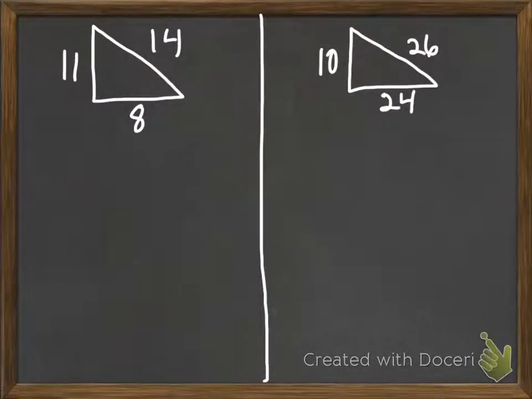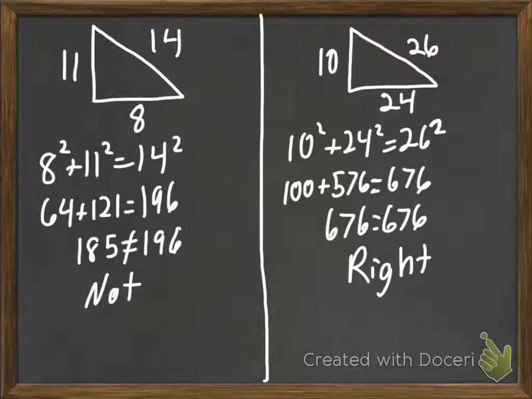So these two examples, I want you to work through them with your group and just determine if it's a right triangle or if it's not a right triangle. So go ahead and pause the video and do that now. Okay, and here are the answers to those two examples, so go ahead and pause the video again and check your work.